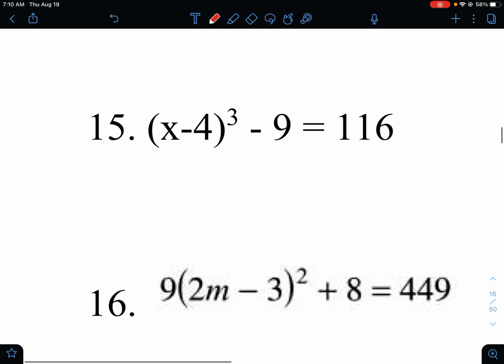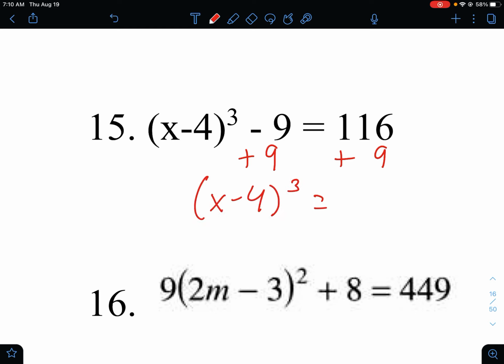All right, let's try this one. Let's do number 15. So again, we're trying to get x by itself. Let's go ahead and move this 9 over. The reason I'm doing that is I want to get it so that the stuff that's being raised to the third power is all by itself. So when I do that, I get x minus 4 cubed equals 125.